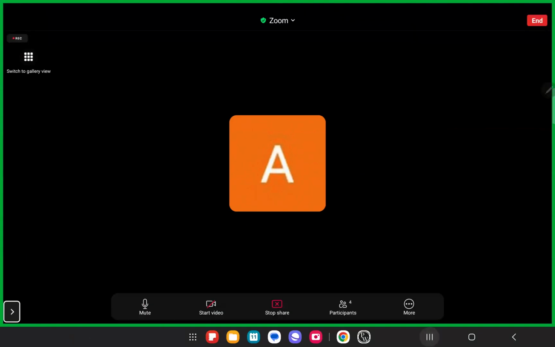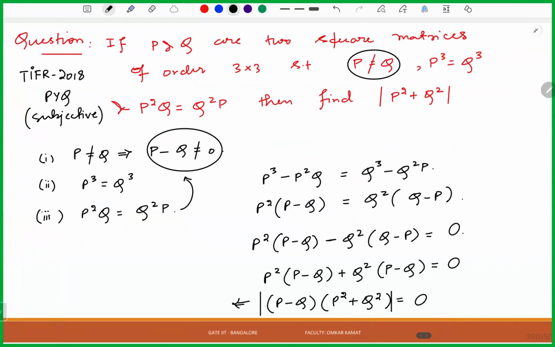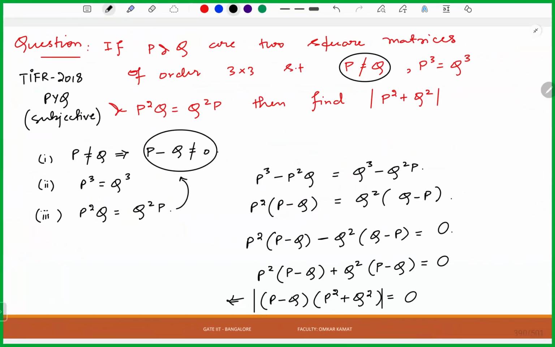Okay, fine. So understood, no? So from here also same thing, see now. Determinant of P minus Q is not equals to 0. P square minus Q square we don't have idea. It may be 0 or it might not be 0. So from here, determinant of P minus Q cannot be 0, and your determinant of P square plus Q square is equal to 0. So that is what we had to find. Correct or no? Understood? So like this, just by adjustments, we'll get the answer.